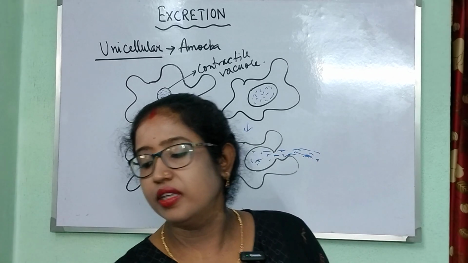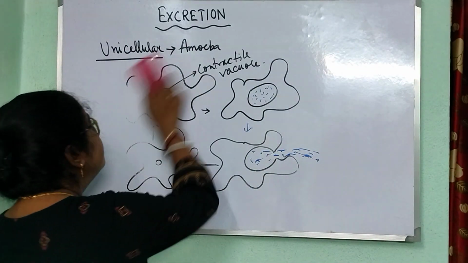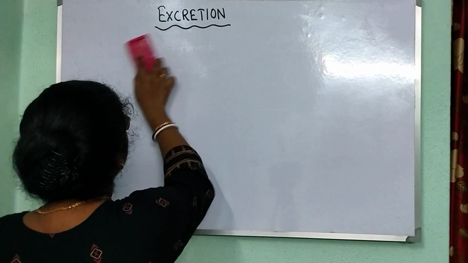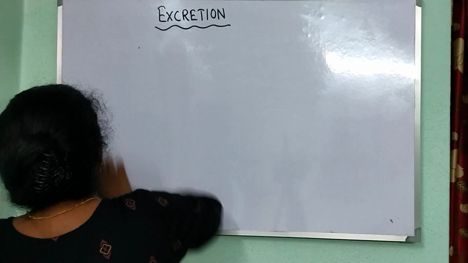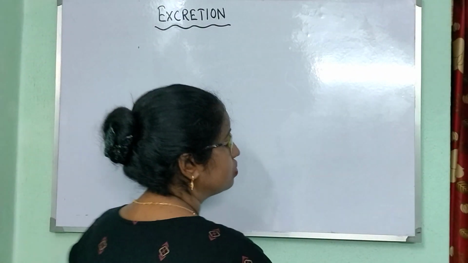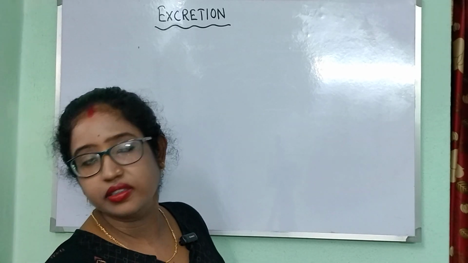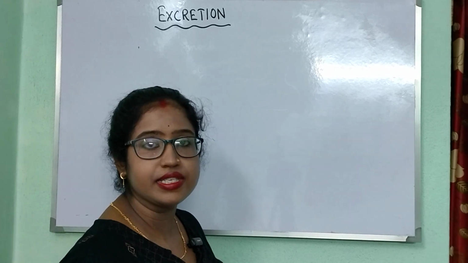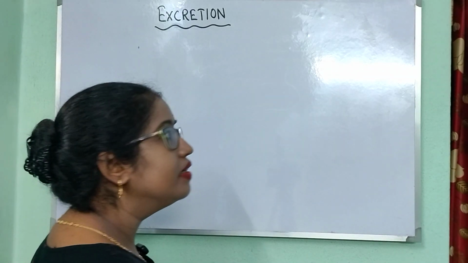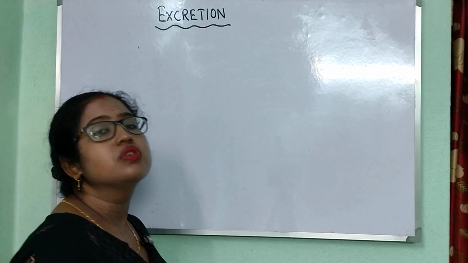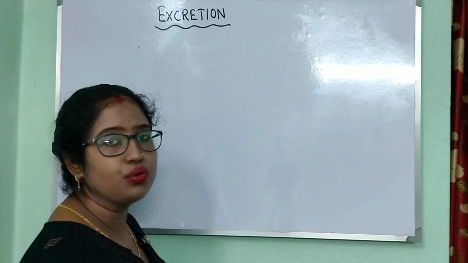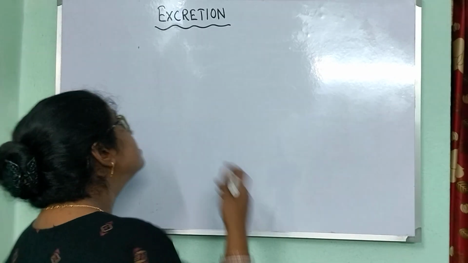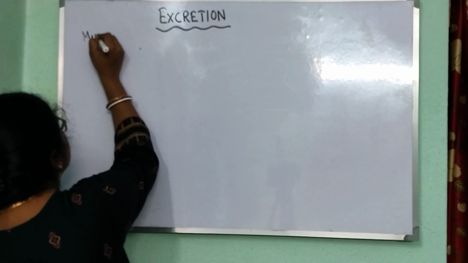Now let us discuss the excretion process in multicellular organisms. The hydra and some other cnidarians, or some sponges also, lack a definite kind of excretory system in their body. They always remain suspended in water, so their body cells directly throw the waste materials into the water via diffusion.